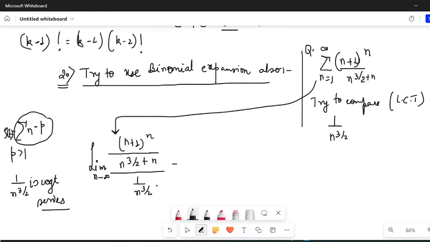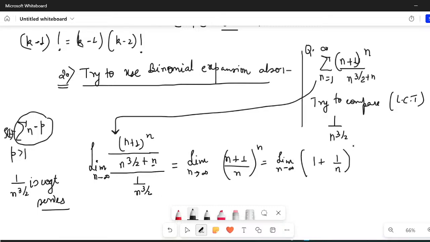Okay, so if I compare with 1 upon n raised to power 3 by 2, what will I get? I will get the limit as n tends to infinity, and if I cancel n raised to power 3 by 2, I will simply get (n plus 1) divided by n, whole raised to power n. Don't forget this is here. So this is the limit as n tends to infinity of (1 plus 1 by n) raised to power n. Now if n tends to infinity, this will go towards 0 and this will go towards infinity.